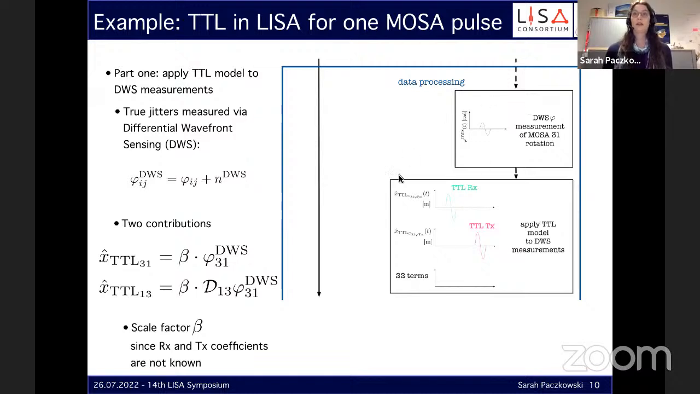So part 1 is shown on this slide. Here in the right-hand side of the diagram, we start with the fact that we have a measure of the jitters via the DWS. That means they are the true jitter plus some sensing noise. Then we apply our TTL model to these measurements to obtain an estimate of the respective TTL coefficient, or in better words, of the contribution corresponding to this respective coefficient. Since the true values are not known here, we put a scale factor instead. And so like this, we have an estimate of the tilt to length impact in the longitudinal measurement.